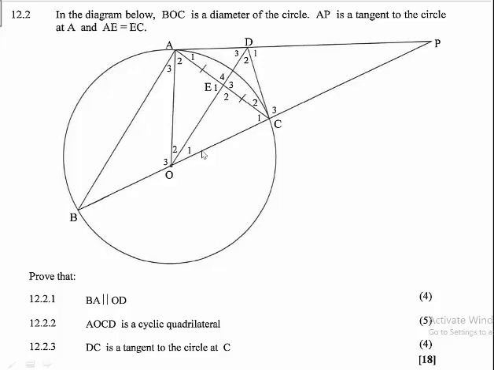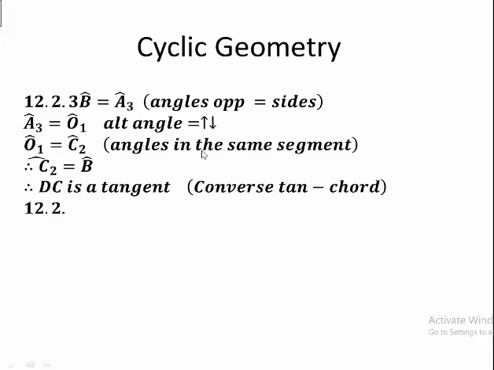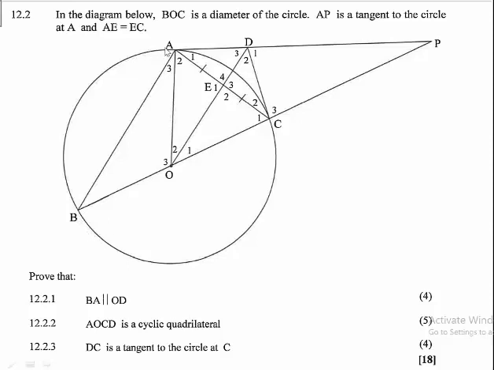So now let's go right ahead and answer question 12.2.1. BA is parallel to OD. Looking at this question, firstly we need to prove that BAC is equal to what? 90 degrees. BAC is equal to 90 degrees, angles in the semicircle, as you can see. We can't disagree there. This is a diameter, so we have an angle in the semicircle. Remember that.